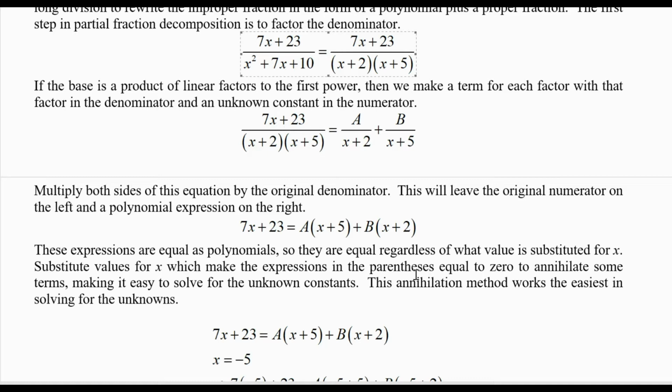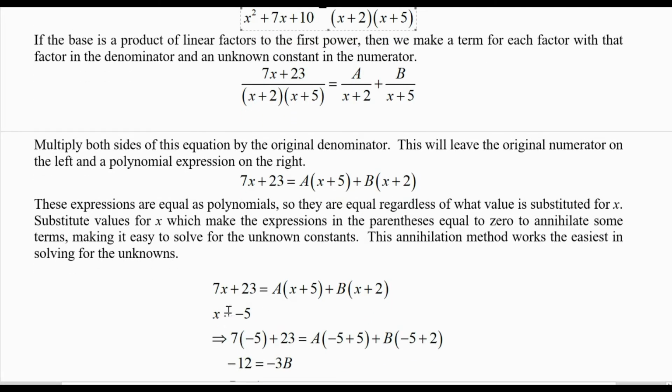So what we do here is plug in some good choices for x. And the x's are going to be things that are going to annihilate these factors here. So for example, if I pick x equals negative 5, this will be negative 5 plus 5 is 0 times A is 0, so this part goes away. And that's what I'm going to do first. If x is negative 5, I plug it in here, 7 times negative 5 plus 23, and plug it in here. This term right here with the A goes away, so A is out of the picture.